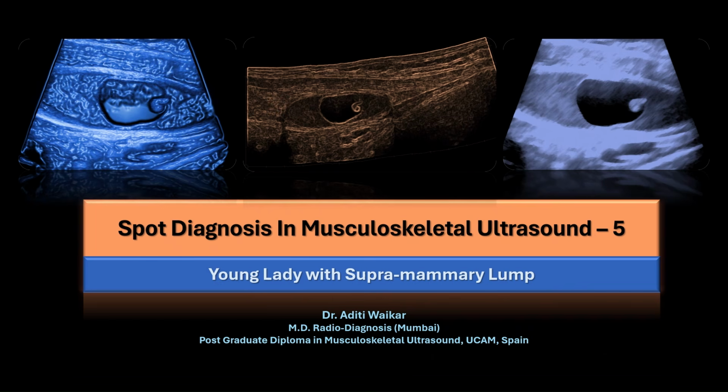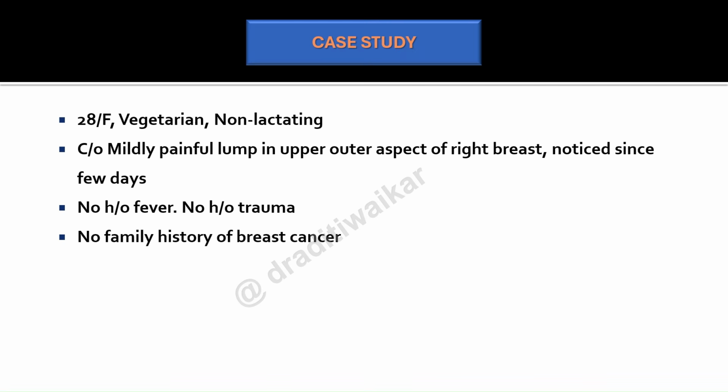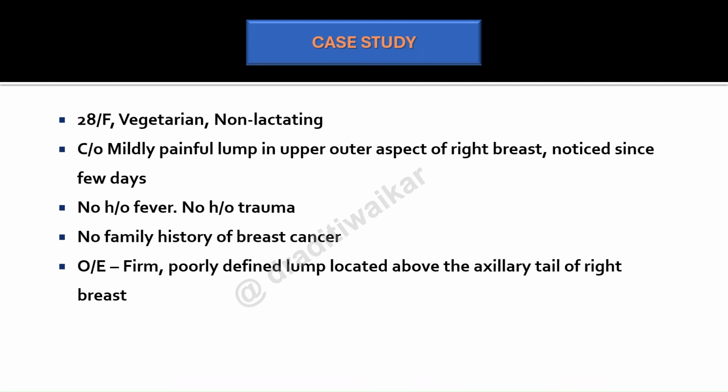Spot diagnosis in musculoskeletal ultrasound, case number 5. It's a 28-year-old female, vegetarian, non-lactating, who presented with complaints of a mildly painful lump in the upper outer aspect of the right breast, which she noticed since a few days. There was no history of fever, no history of trauma, no family history of breast cancer.